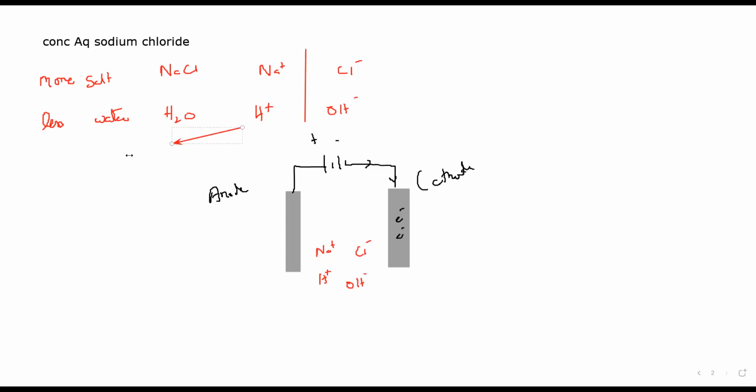Which is less reactive? And for negative ions, we check the amount. So which is less reactive, sodium or hydrogen? Hydrogen is less reactive, that's right. So this hydrogen ion is attracted towards the cathode. So what will be the half equation for the cathode?